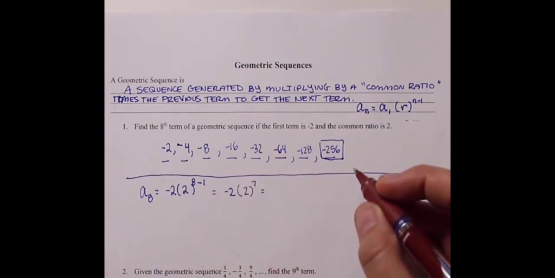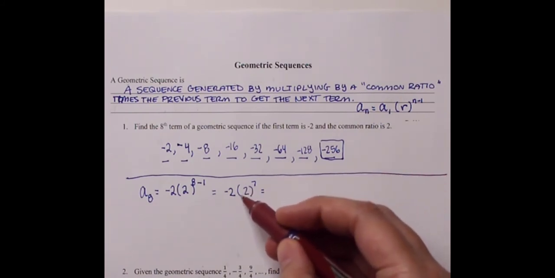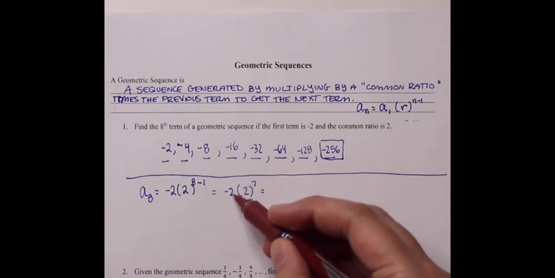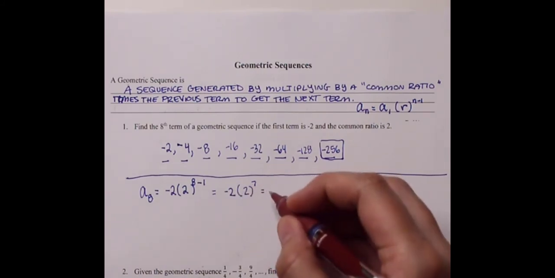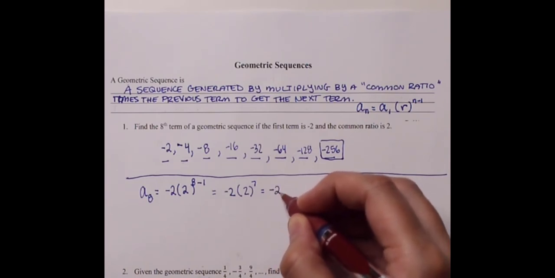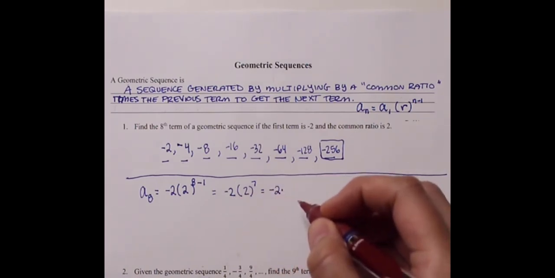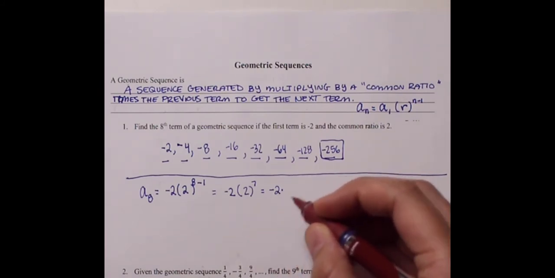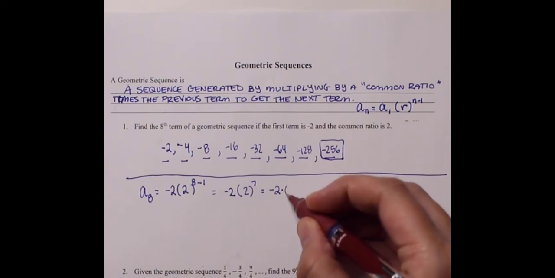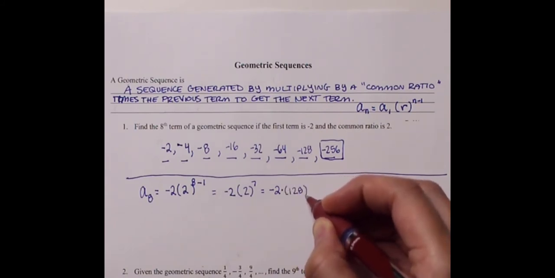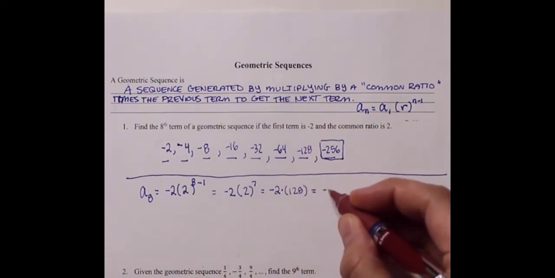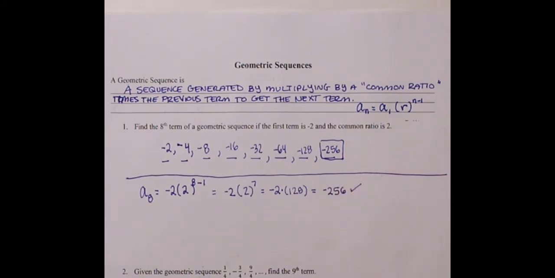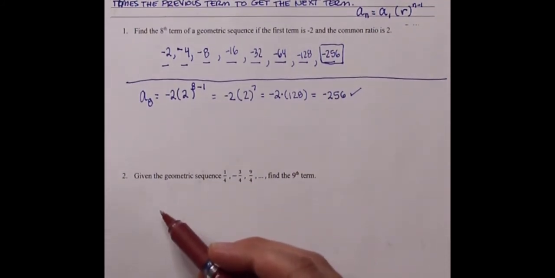And remember your order of operations, you have multiplication and exponents going on, and exponents come first before multiplying. So you have to compute 2 to the 7th power before you multiply by this negative 2. So 2 to the 7th power, if you want, you can use a calculator. It's just 2 times itself 7 times. You'll get 128, and then negative 2 times 128 is our negative 256 that we got from using the other method. Alright, let's take a look at number 2.